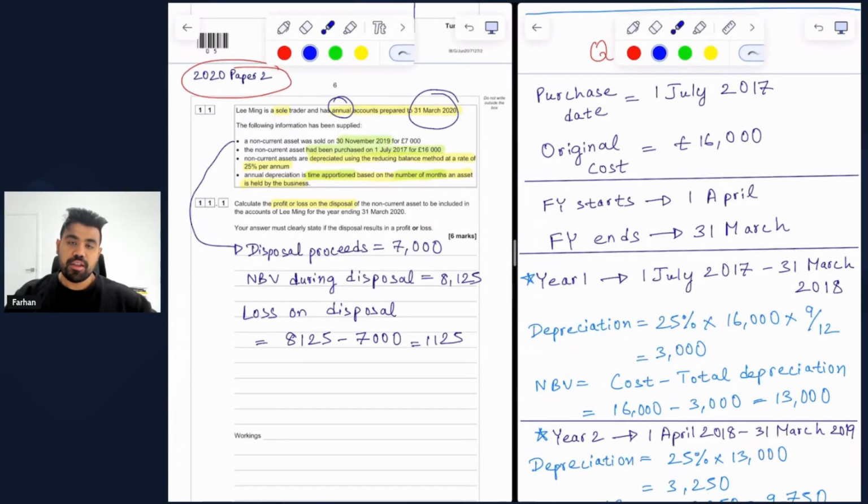My name is Farhan. This video will teach you how to use the reducing balance depreciation method. You will also learn to calculate the profit or loss on disposal. This is question number 11 taken from 2020 Paper 2 exam.